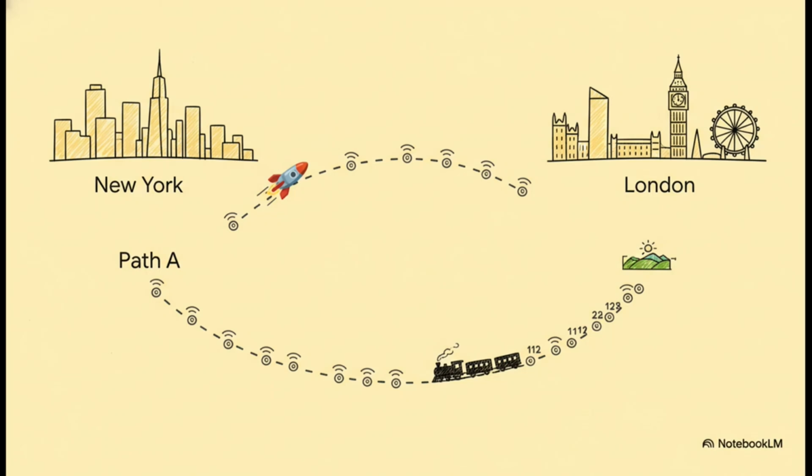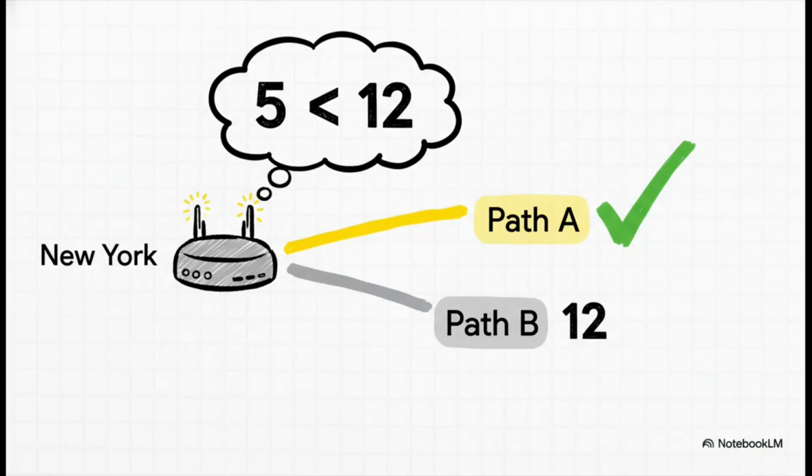Okay, now let's talk about that metric column, the how far question. So imagine there are 2 ways for your data to get from New York to London. Path A has to jump through 5 routers. We call those hops. Path B, well, it's a bit more scenic. It goes through 12 hops. So a router's whole job is to be efficient. It looks at the metric for both paths, sees that 5 is way less than 12, and it's a no-brainer. The crucial thing to remember is that it will always choose the path with the lowest metric, the fewest hops. It's going to pick path A every single time.